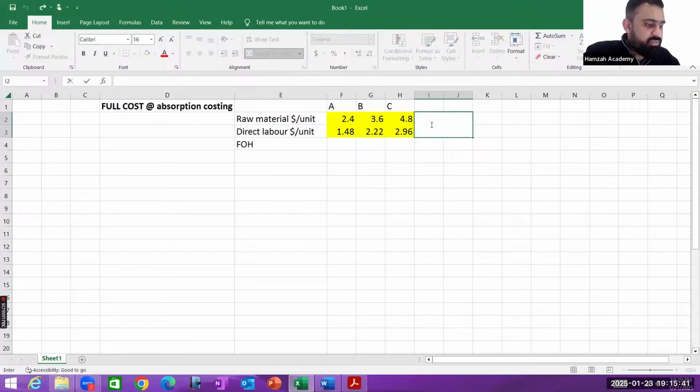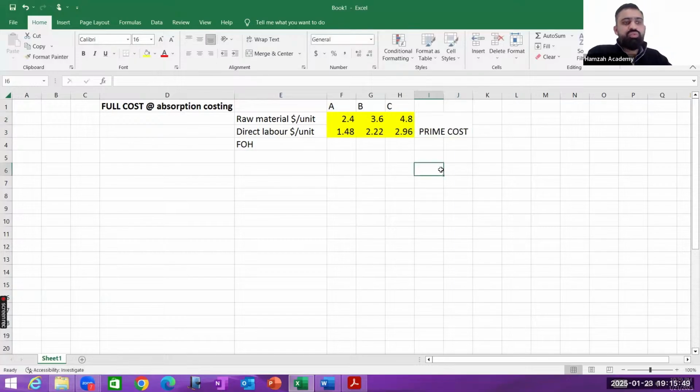So these are the direct labor and direct material costs, and together they are also known as prime cost. So this is the prime cost per unit, direct labor plus direct material. Now we need to allocate the factory overhead. First of all, we are allocating the factory overhead using the traditional absorption costing method.